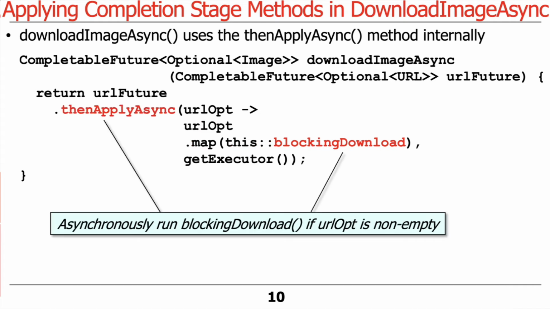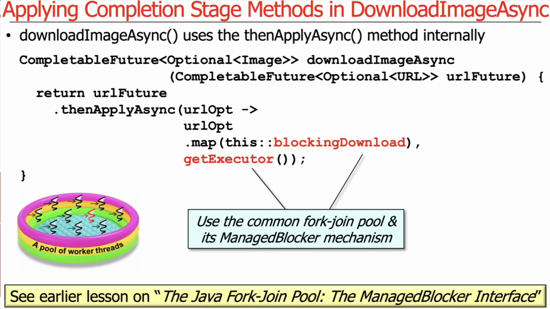Notice how we're using then apply async, and that arranges to run blocking download if it needs to be run because it's being used on a non-empty optional in a background thread in the common fork join pool. So this is a really clean thing. And your assignment number 3 will also do something along these lines with then apply async. And you can see here again, we use the common fork join pool. That's what getExecutor returns.